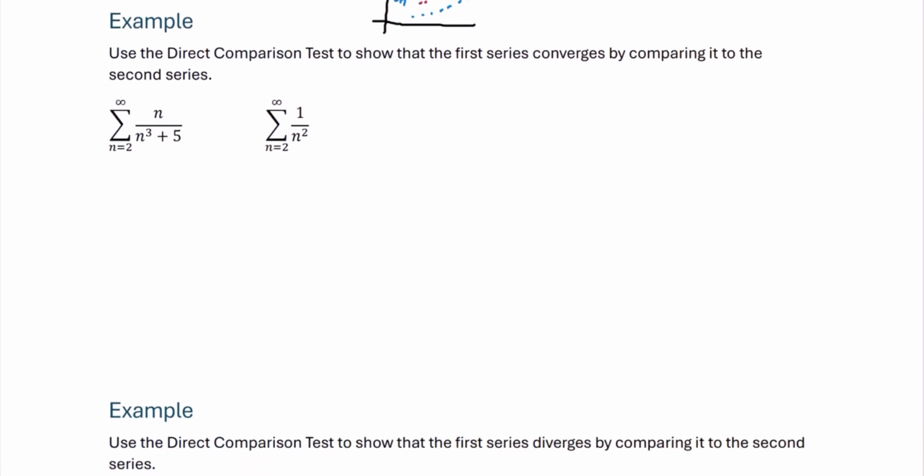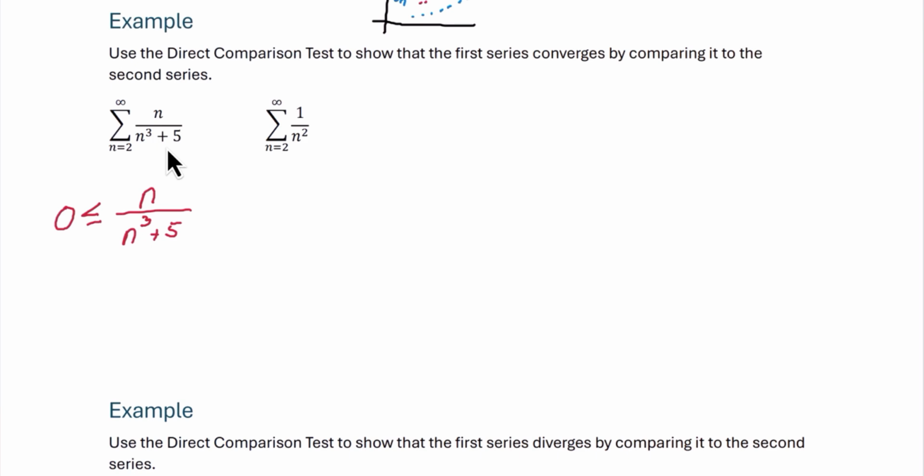For example, let's use the direct comparison test to show that the first series converges by comparing it to the second series. So this time I'm giving you the two series. You're not always going to be given both of them. You typically have to create the second one to compare with the initial. So starting with the initial, n divided by n cubed plus 5. First of all, those terms need to be positive. And we can see that's going to happen if n is starting at 2. Then every value for n is going to spit out a positive value.